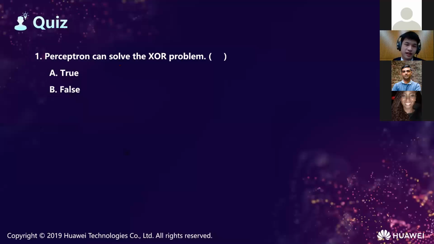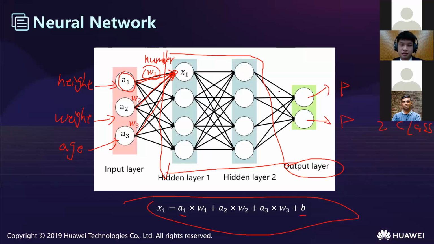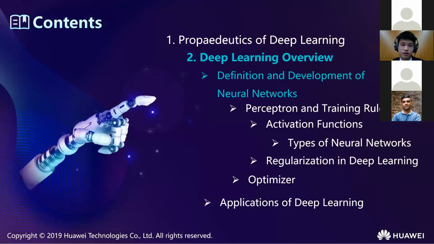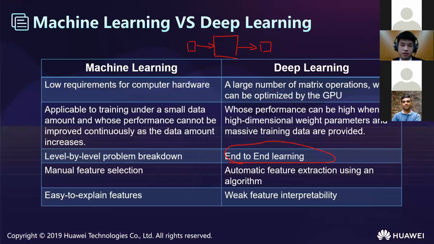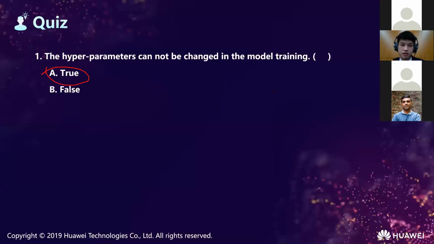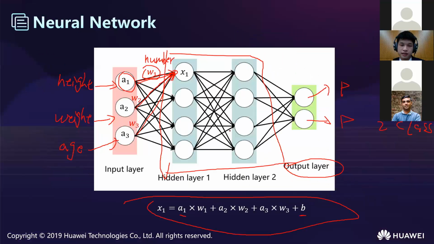The perceptron can solve the XOR problem, yes or no? False. Sorry, I didn't understand the previous page. There's a question. Can you go back? Which question? The last page. Next. Next. This one? The immediate page, the neural network. Here.